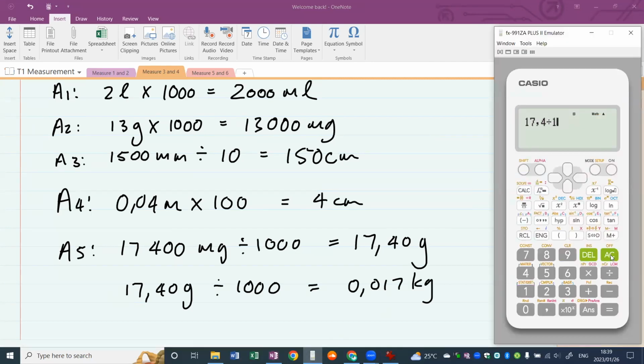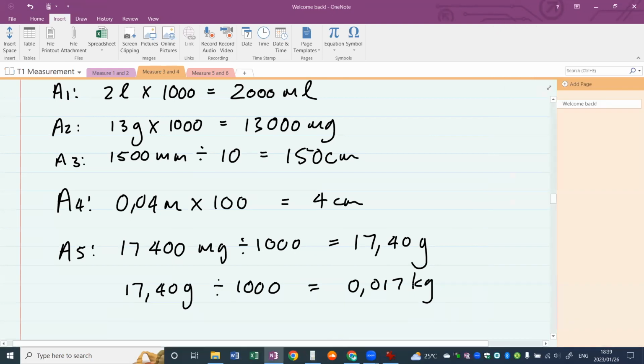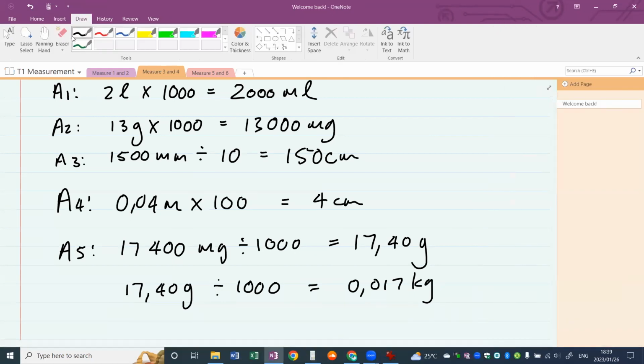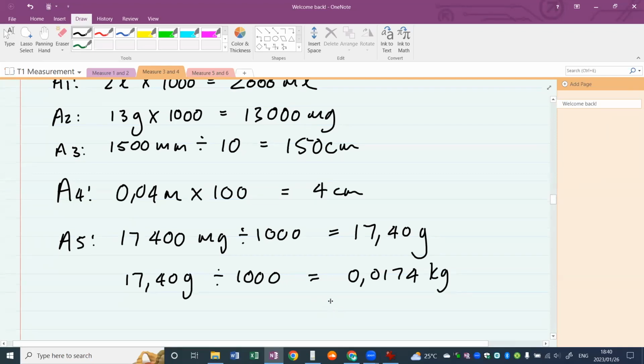17.4 divided by 1,000 should give us 0.0174. Now, this answer here at the end, 0.0174, most of you showed me the whole number, which is fine because we actually want to see how it looks at the end. But if they ask you to round off, then this should really change to 0.02 kilograms. So be careful with that one.